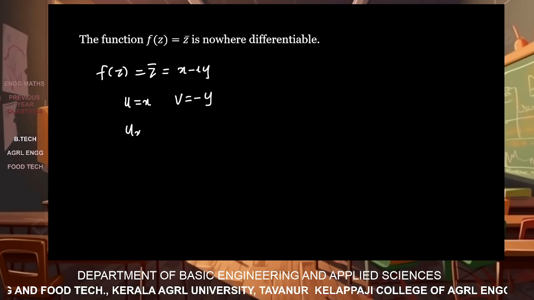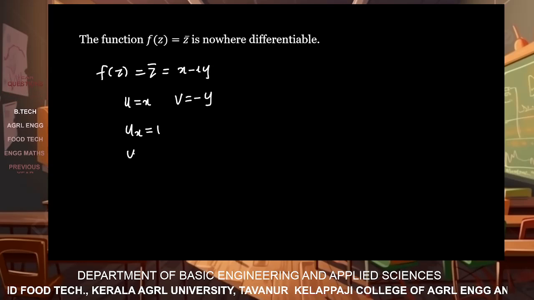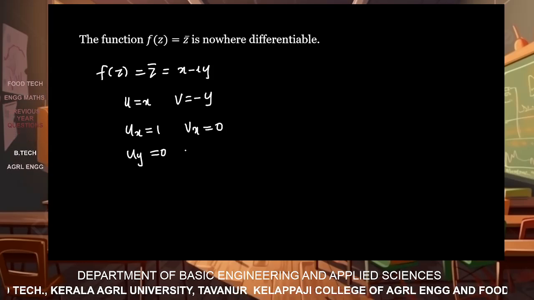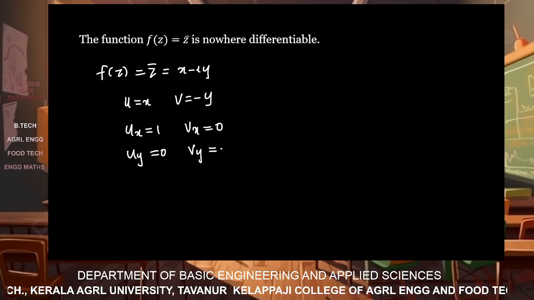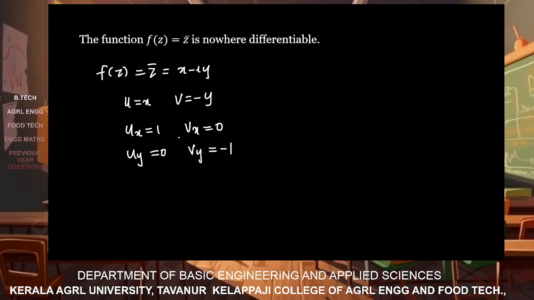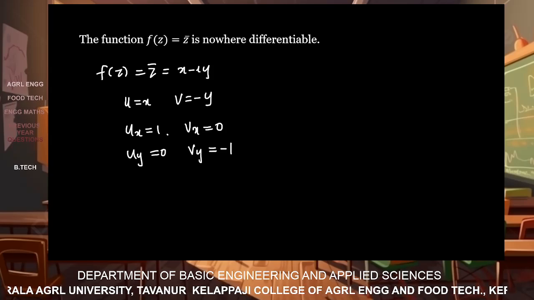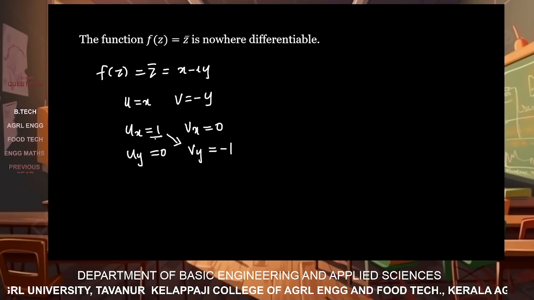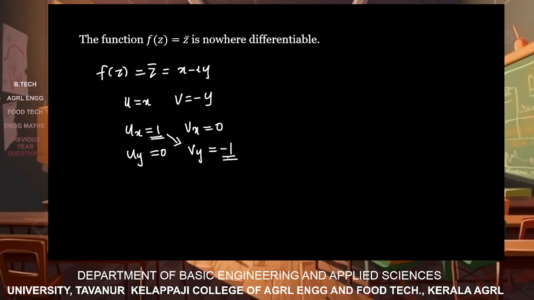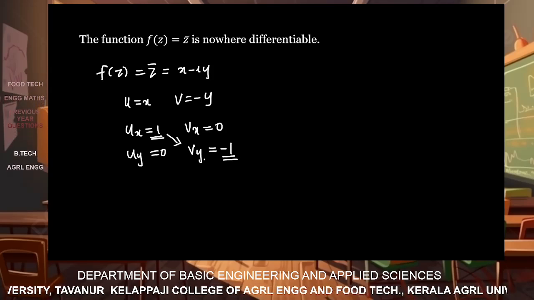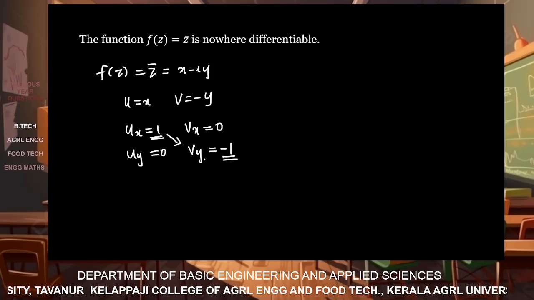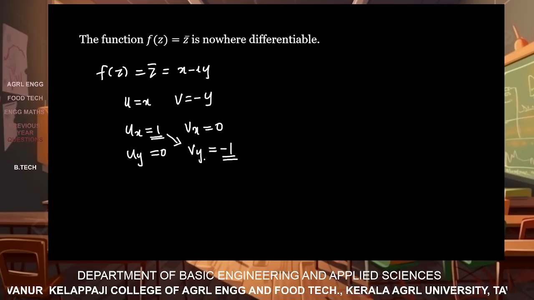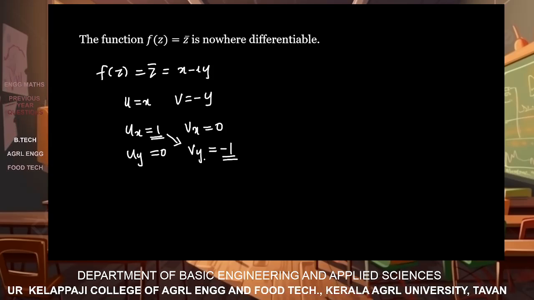What about ux? ux is 1, uy is 0. What about vx? vx is 0 and vy is minus 1. Now to satisfy the Cauchy-Riemann condition, ux must be equal to vy, but ux is 1 and vy is minus 1. Therefore, there is no such point in which we have 1 equal to minus 1. So nowhere is it analytic, so nowhere is it differentiable.